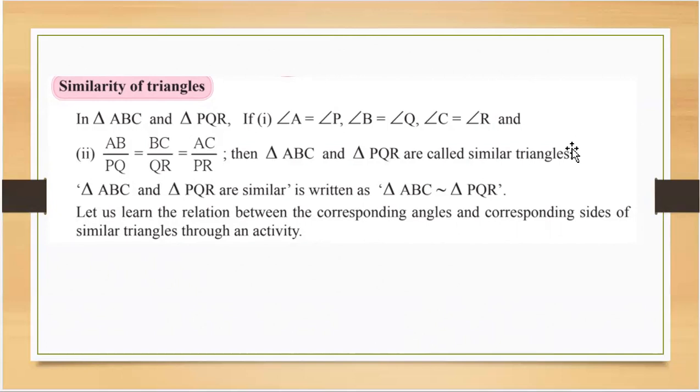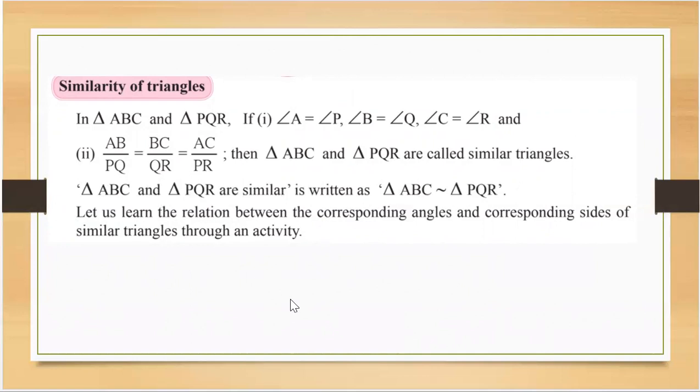Okay, we have learned about congruent triangles. Don't get confused with congruent triangles and similar triangles. Similar triangles के लिए ये दो criteria है. Okay, triangle ABC and PQR are similar. ये कैसे लिखते हैं? तो similar का sign है like a wave. Triangle ABC is similar like a wave to triangle PQR.